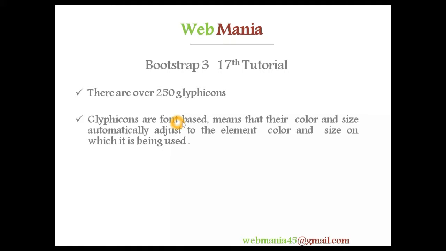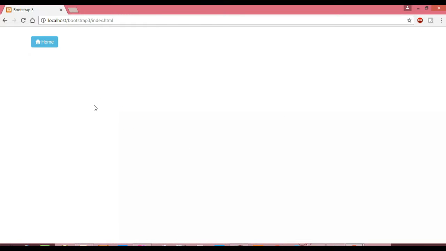So earlier I said that glyph icons are font based, means that their color and size automatically adjust to the element color and size on which it is being used. So let's go to our browser and view our glyph icon color and our button color. Here is our browser, and if you notice the color of text is white and the color of glyph icon is also white, means that the color of both are now matching.